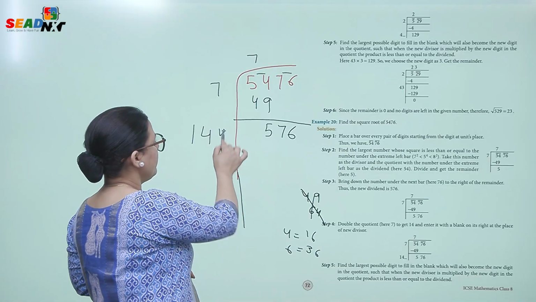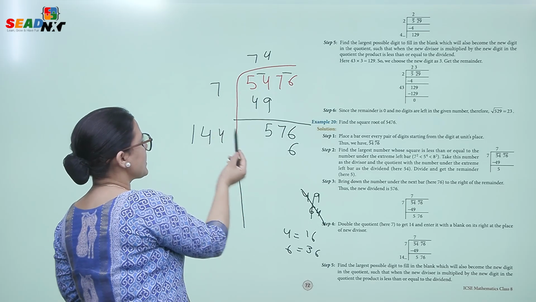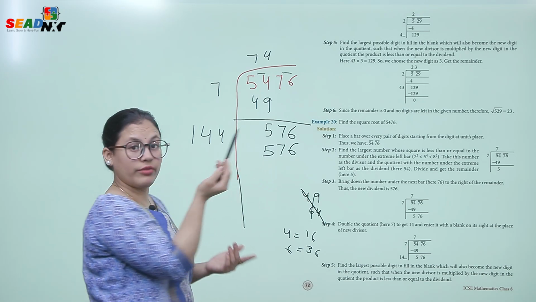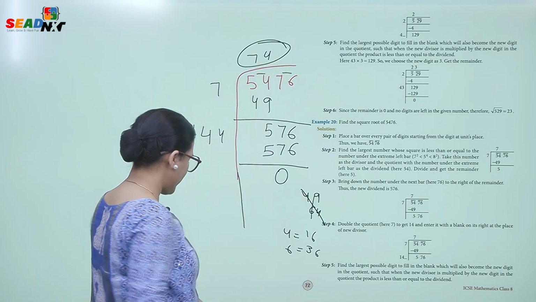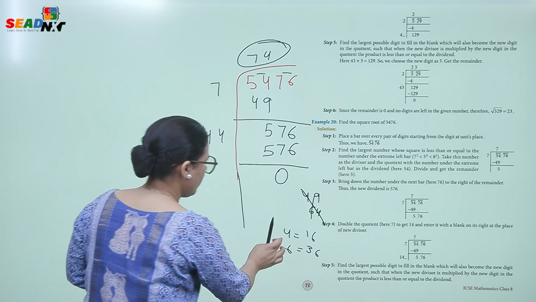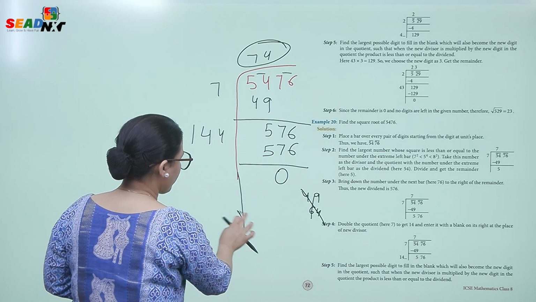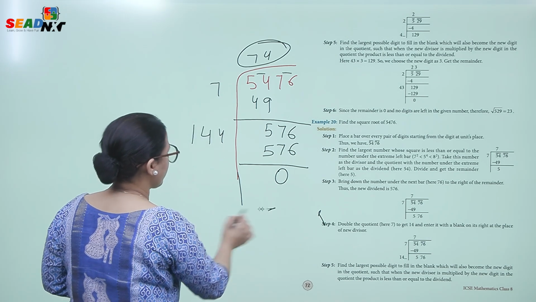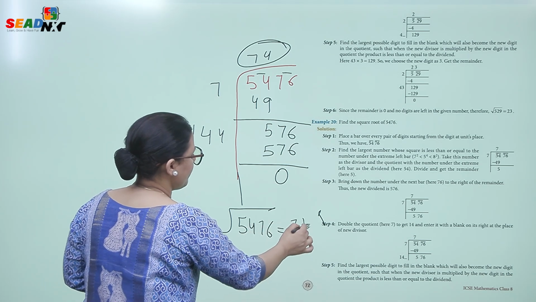So if we write 4 here, 4 4s are 16, 1 carry. 4 4s are 16 plus 1 17, 1 carry. 4 1s are 4 and 1 5. Okay, 576. Remainder is 0. So 74 is the square root of this number. Okay, and how you gonna write it? Okay, so under root 5476 is equal to 74.